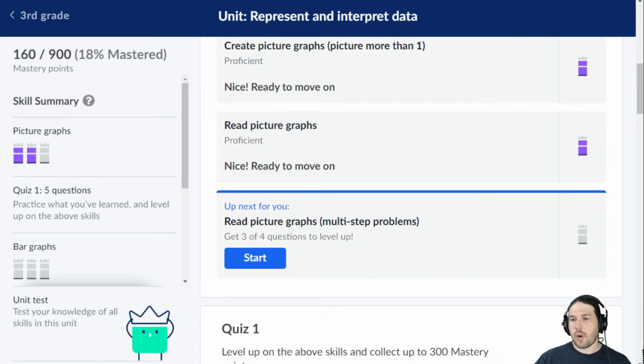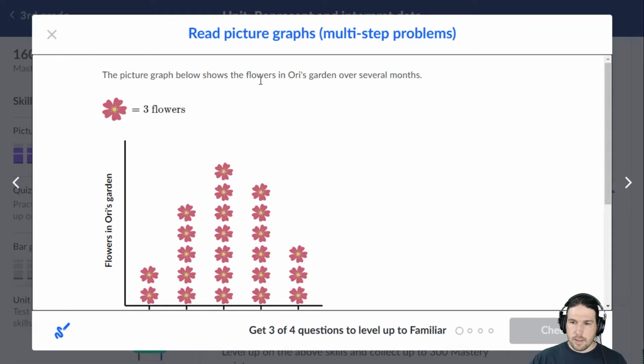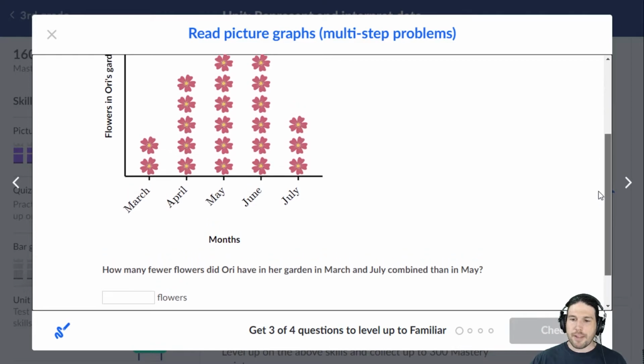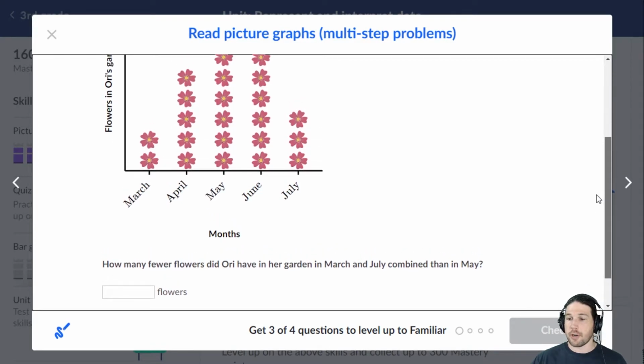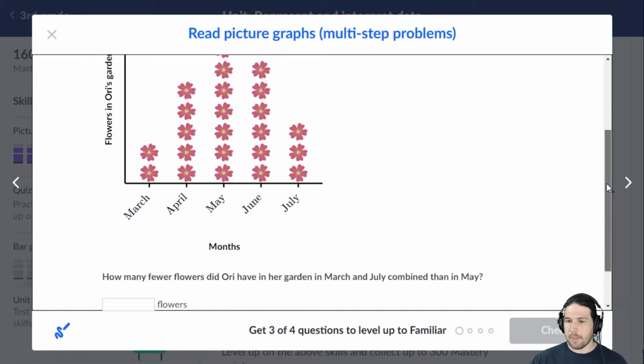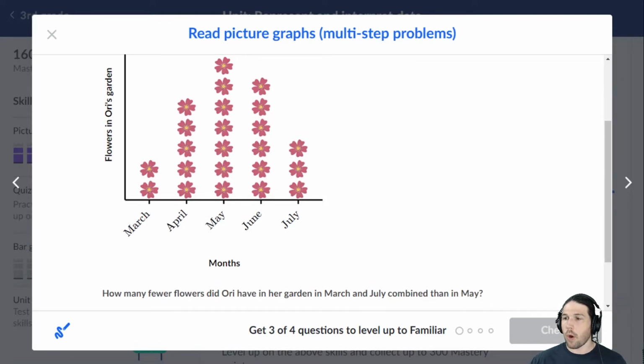We have read picture graphs, parentheses, multi-step problems. Let's see what that's all about. Okay, so we've got the graph picture below shows the flowers in Ori's garden over several months. Each one of these pictures is worth 3 flowers. How many fewer flowers did Ori have in her garden in March and July combined than in May? So the issue here is, again, one of wording, yeah? March and July combined than in May.